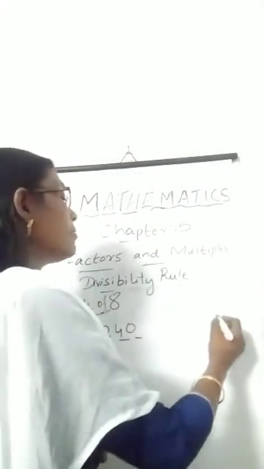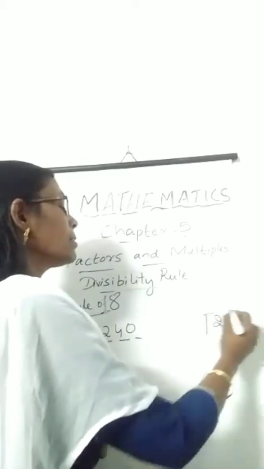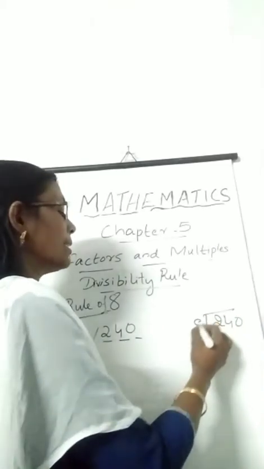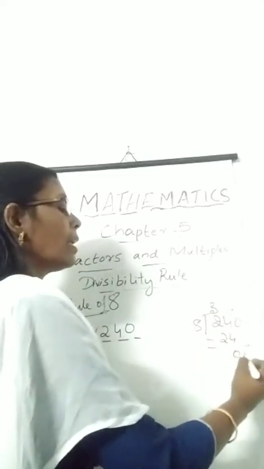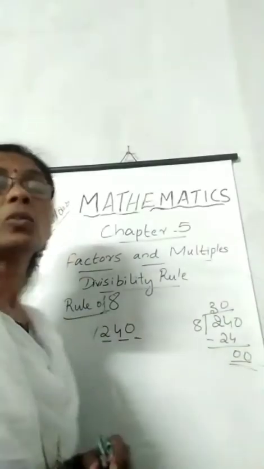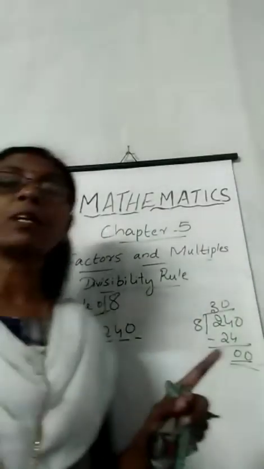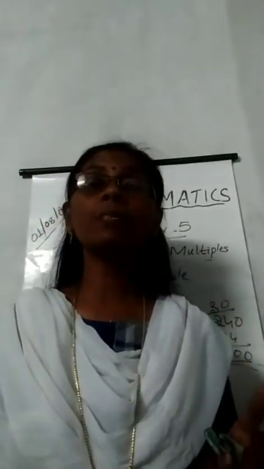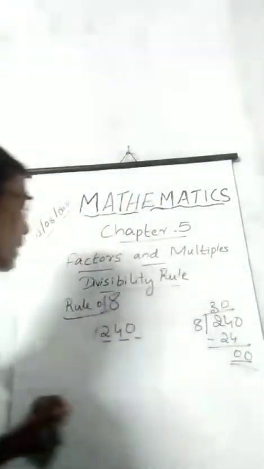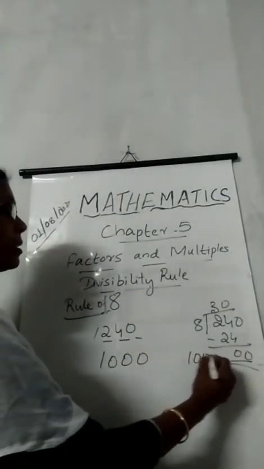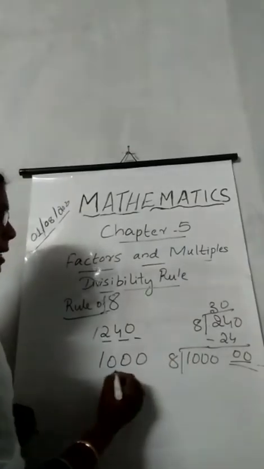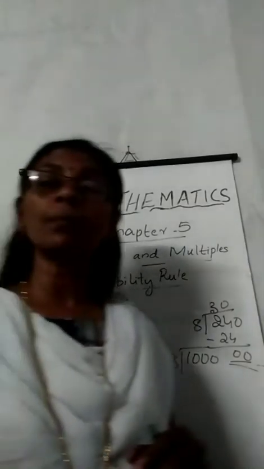240 and divide it by 8. In this we have to divide and see, no other way. Okay, divide and see. What did you get? Remainder 0. So this bigger number 1240 is divisible by 8. Right? See, 1000 divided by 8. Last 3 digits are 0. So that number is divisible by 8.